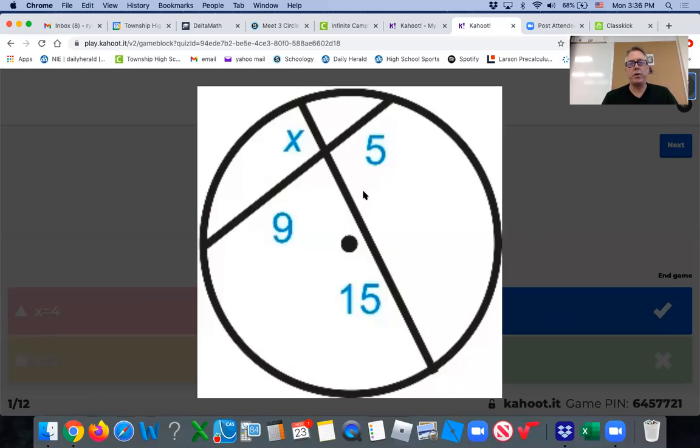So when you have any two intersecting chords in a circle, if you take these two pieces, 9 times 5, it will be the same as these two pieces multiplied together. So x times 15. So 9 times 5 is 45. So 3 times 15 is also 45. So x comes out to be 3.